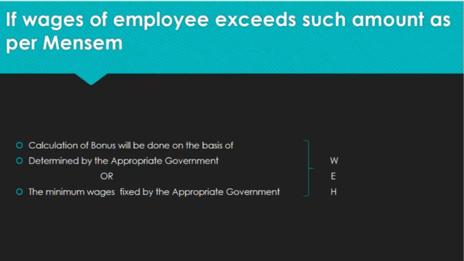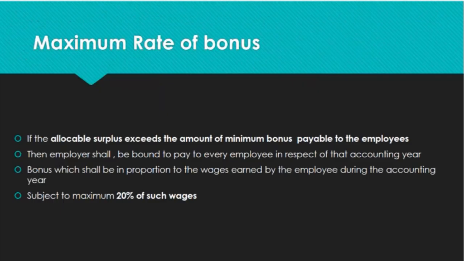Bonus will be calculated on the basis of the amount determined by the appropriate government or minimum wages, whichever is higher, at 8.33%. Okay. Then, what is the maximum amount? Minimum amount is 8.33% or 100 rupees. What is the maximum amount? The maximum amount is limited to 20% of the wages. Okay. So 20% is your maximum amount. Minimum is 8.33% or 100 rupees.